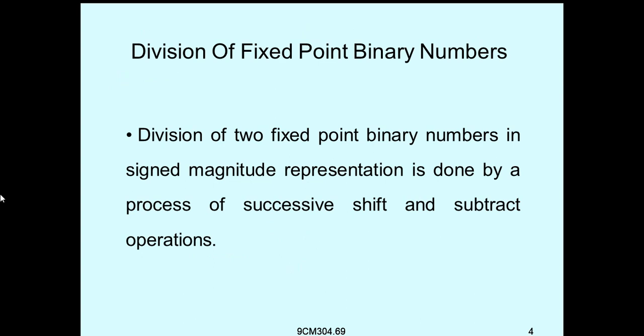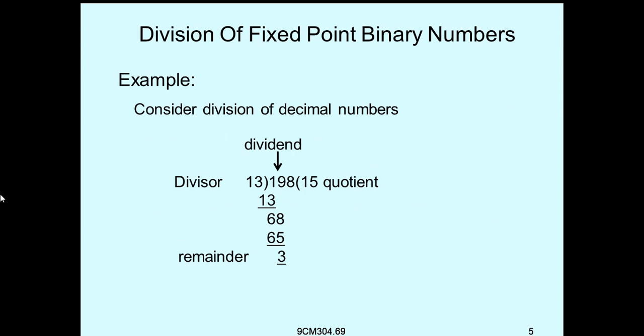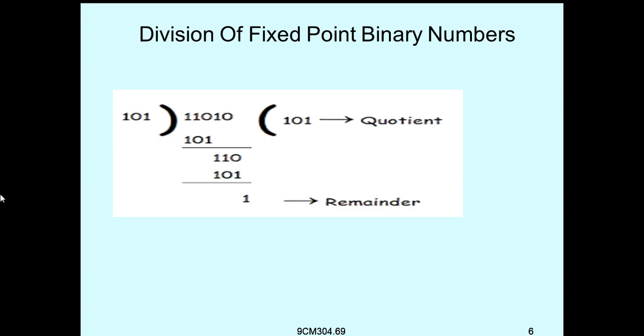Here remember one thing, division of two binary numbers is a process of successive shift and subtract operations, and this is an example for division of two decimal numbers. And see this one, this is the example for how you can perform the division of two binary numbers. Take this one, 101 and 11010.